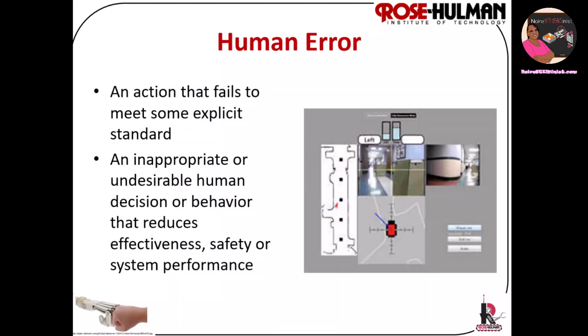Human error is an action that fails to meet some explicit standard, something done by the human, such as an inappropriate or undesirable human decision or behavior that reduces the effectiveness, safety, or system performance of the robot or the mission or the task being performed.